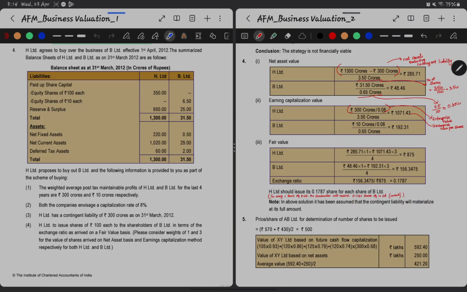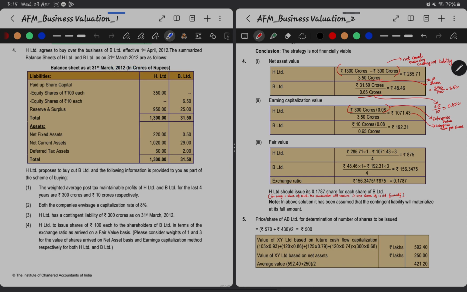Hi CA students, let's revise CA Final AFM Chapter 13 Business Valuation Practical Question 4. So H Limited agrees to buy over the business of B Limited effective 1st April 2012. The summarized balance sheets of H Limited and B Limited as on 31st March 2012 are as follows.